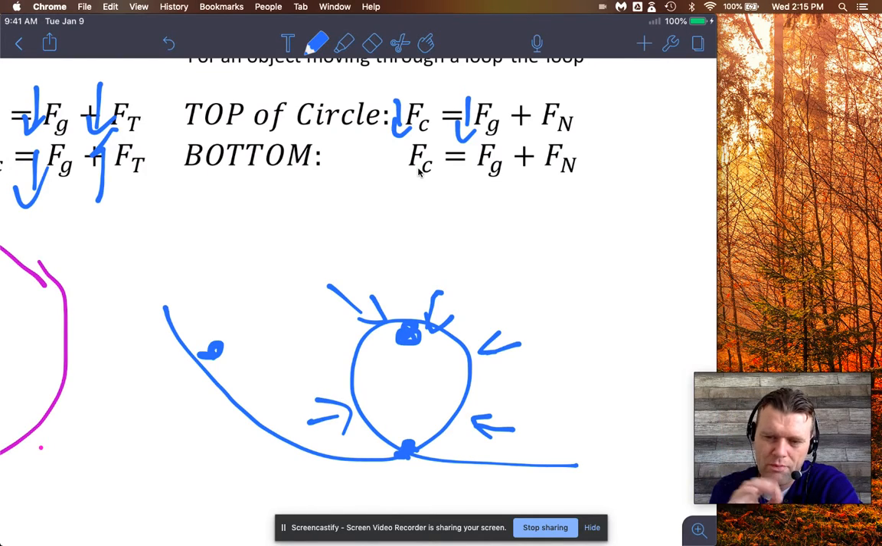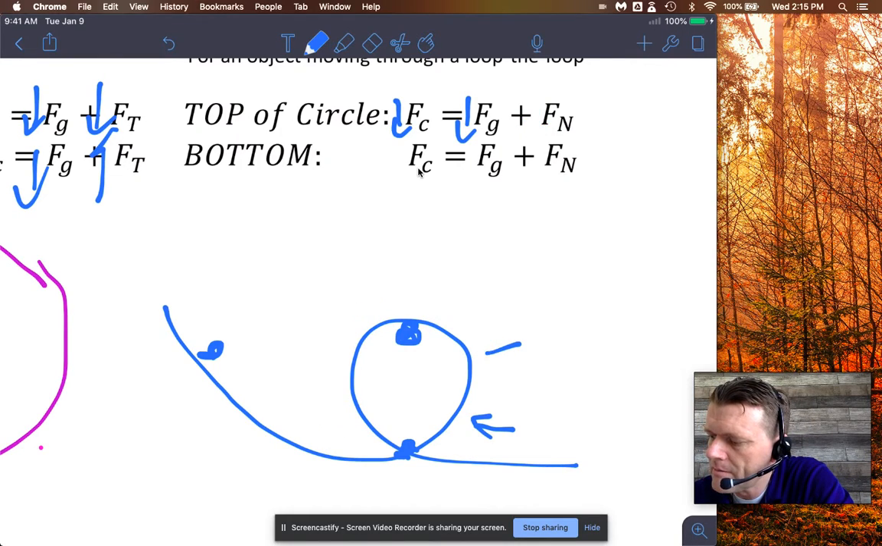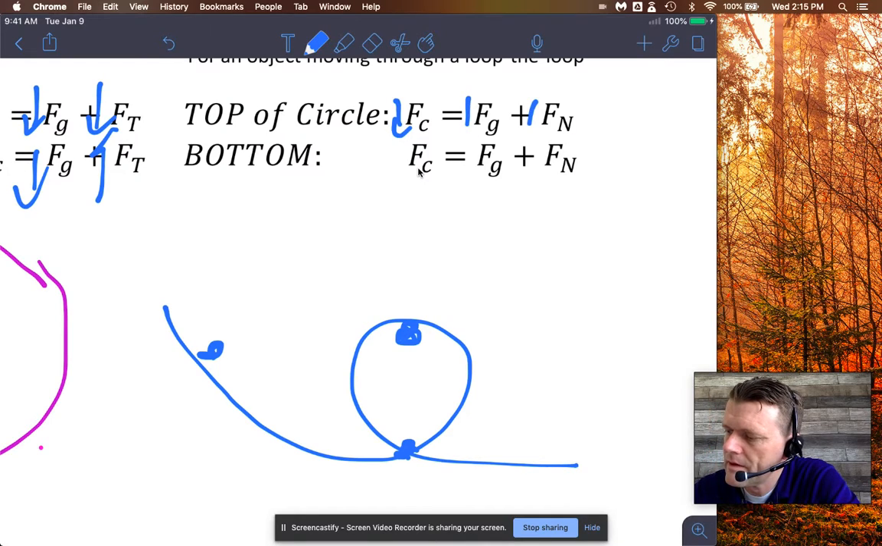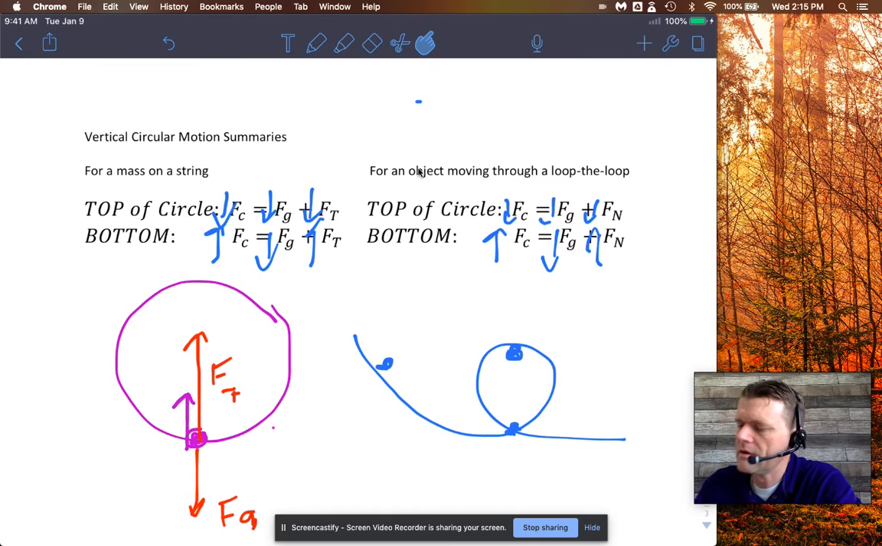The track pushes instead of there being a string attached, okay? But the normal force is still down at the very top, and at the bottom, the normal force is up. So it looks very similar to what we just did for the mass on a string, okay?